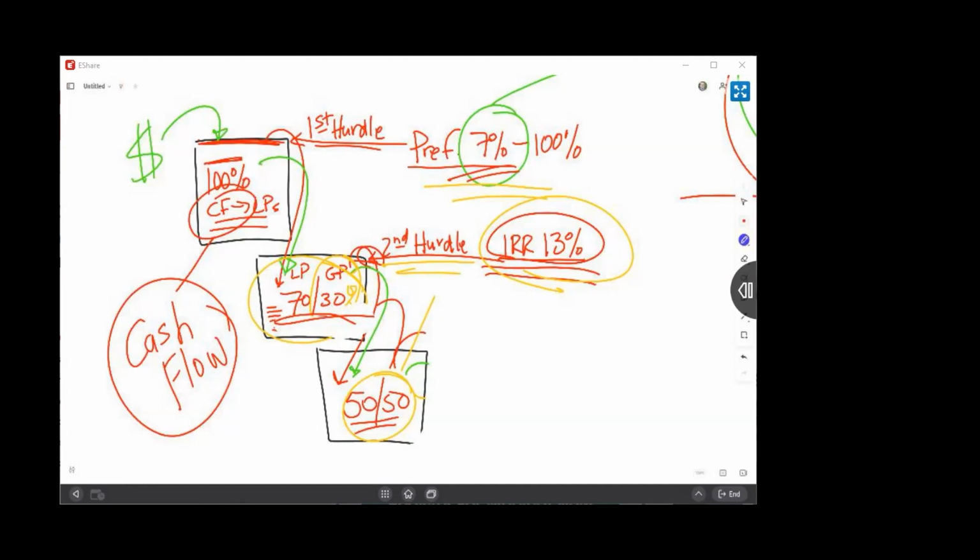If I participate through a Roth IRA, or excuse me, through a self-directed IRA, Roth or traditional, how does the K1 work?